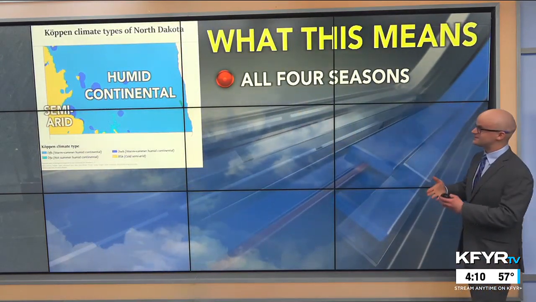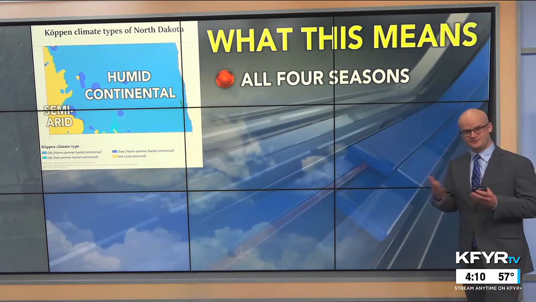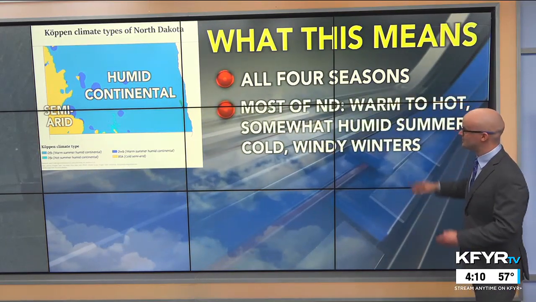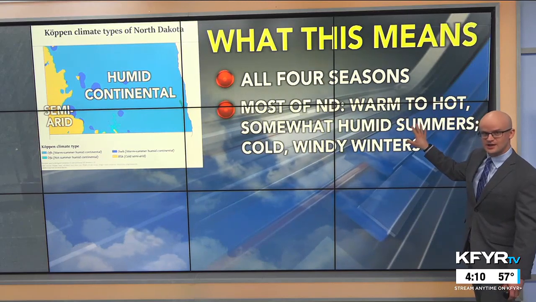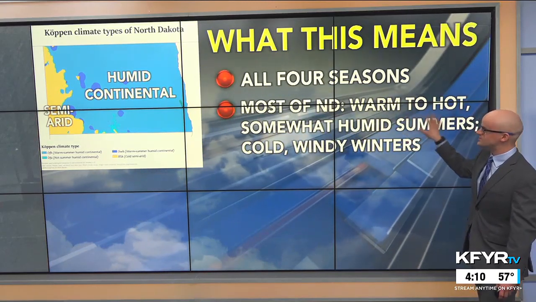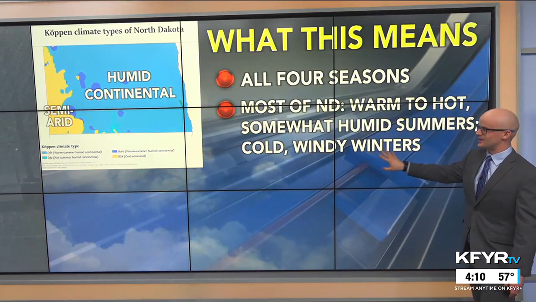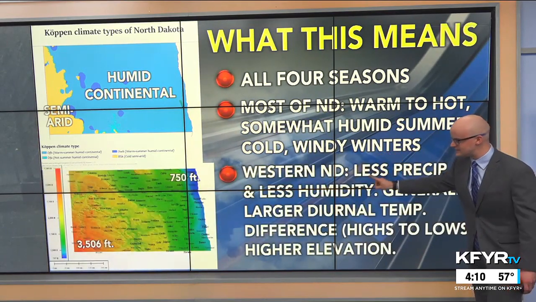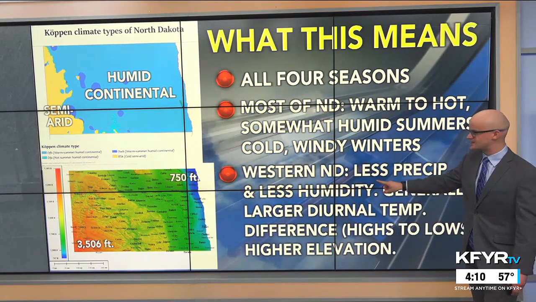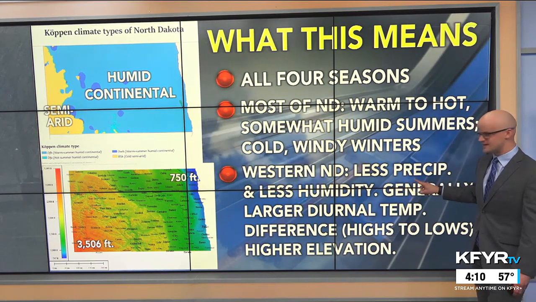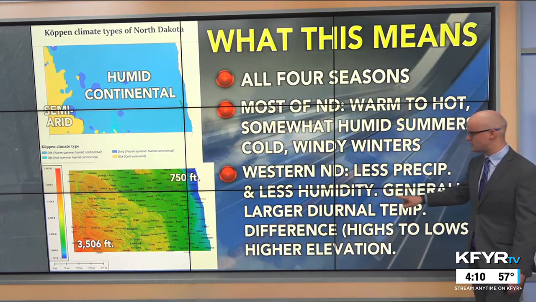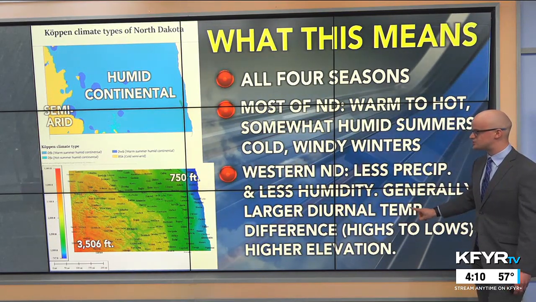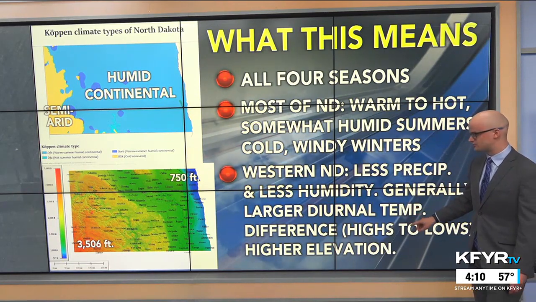Well, all of us in North Dakota see all 4 seasons. Of course, there's extremes from the summer to the winter. And most of North Dakota, with that humid continental classification, has warm to hot, somewhat humid summers, and then we have our cold and windy winters. But in the west, with that semi-arid classification, less precipitation, as I've talked about, less humidity as well, and that generally leads to a larger diurnal temperature difference.